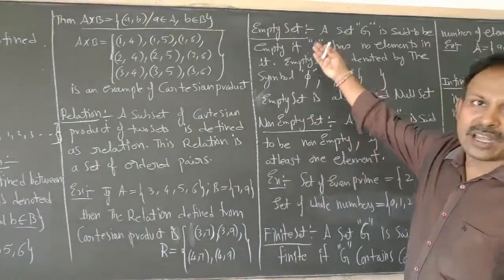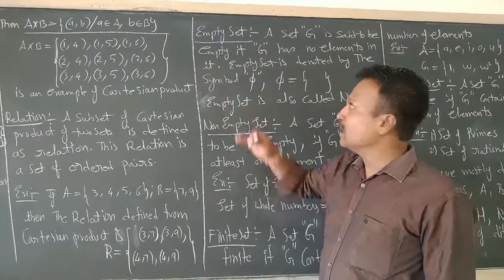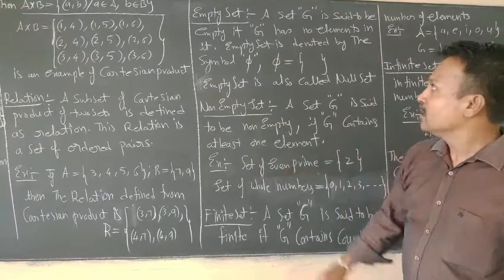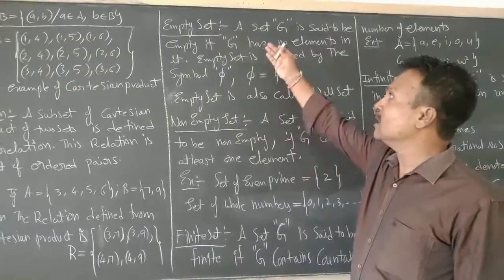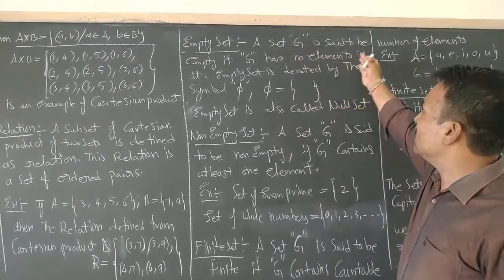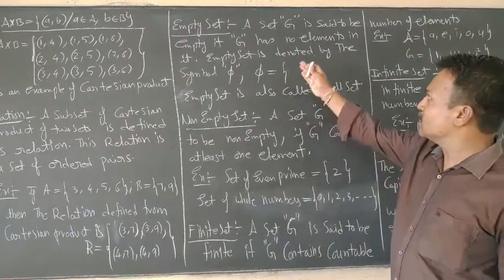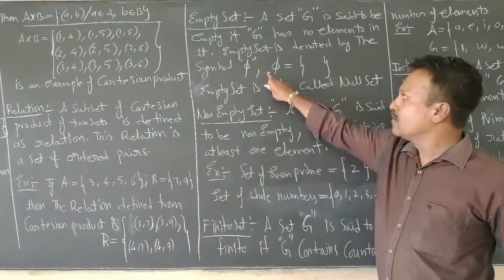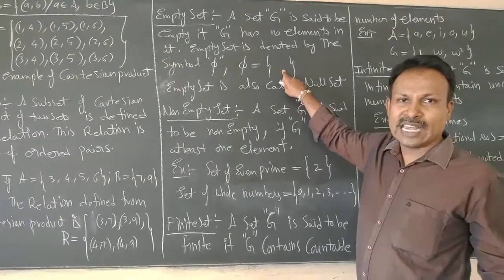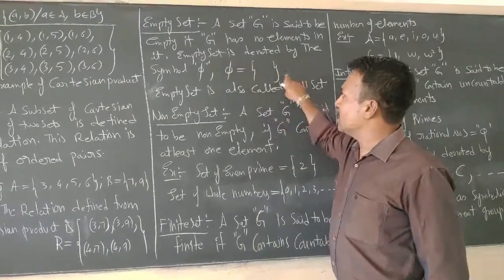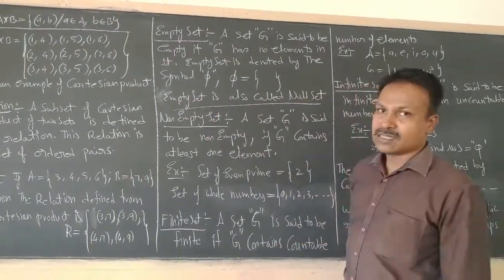Next, another example, an important example in group theory, is the empty set. The empty set is the set which is empty. If we go for the definition, a set G is said to be empty if G has no elements in it. The empty set is denoted by the symbol phi. Phi equals flower brackets, and in these flower brackets we don't find any element. That is why phi is defined as an empty set. The empty set is also called the null set.